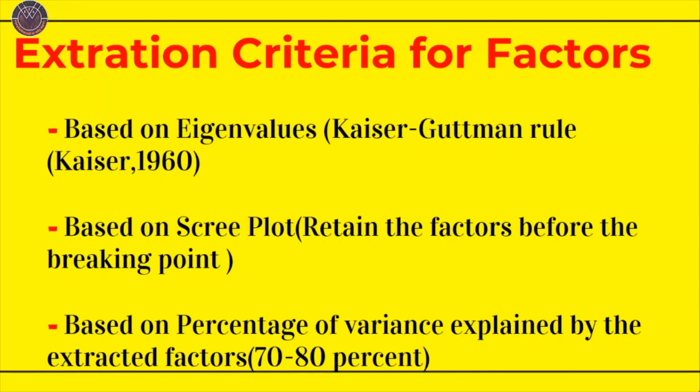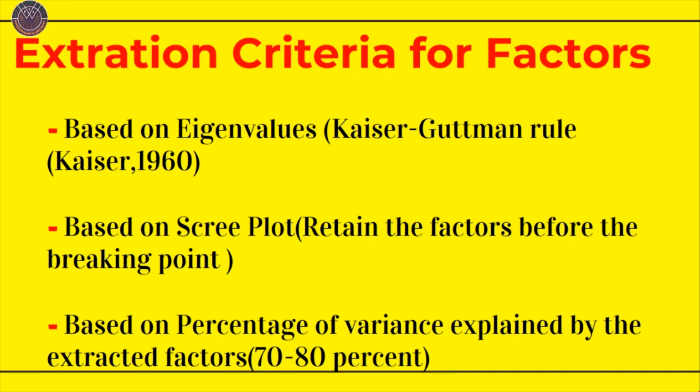So as I told you, I will be discussing different extraction criteria for determining the factors. So now I will be explaining that one. So the first criteria for extraction of factors is based on eigenvalues. So I told you that those factors whose eigenvalue is 1 or more than 1, those factors should be only retained. Now what is the actual meaning of that one?